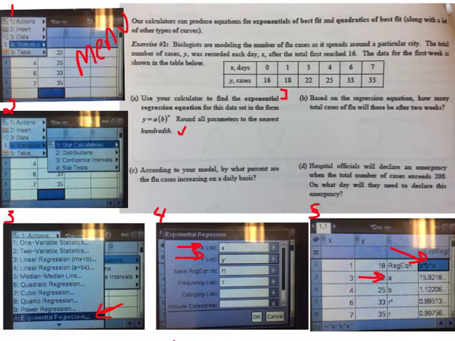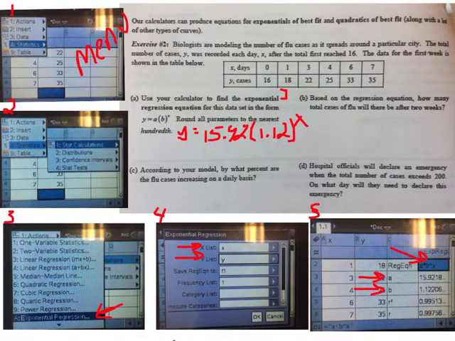So I'm going to write Y equals 15.92 times, what is my B? 1.12 raised to the X power. And I get these answers right here, and all I have to do is put them in the proper place in my formula.